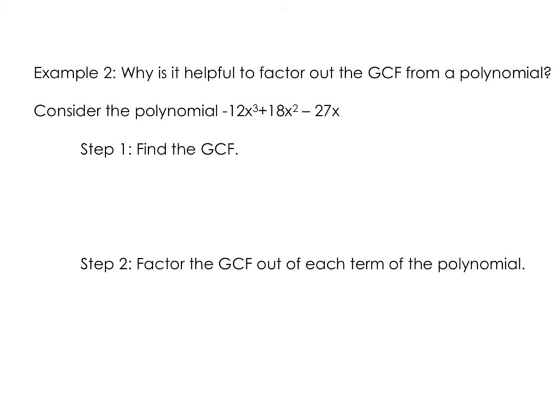All right, example 2. Why is it helpful to factor out a GCF? So we first need to look at this one, and we're going to factor out the GCF just like what we did on the last one. So we're looking for the highest number that we can divide out. And remember, if we need to take a negative out, we can. So in this case, there is a negative out front. So we need to take the negative out because it's out front.